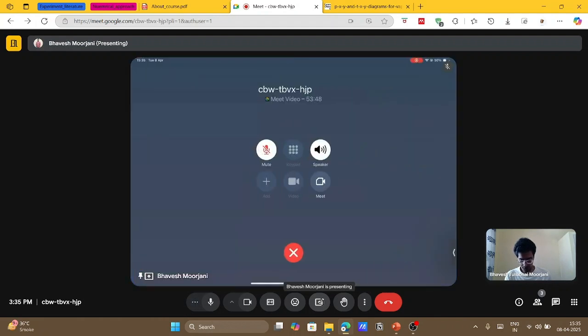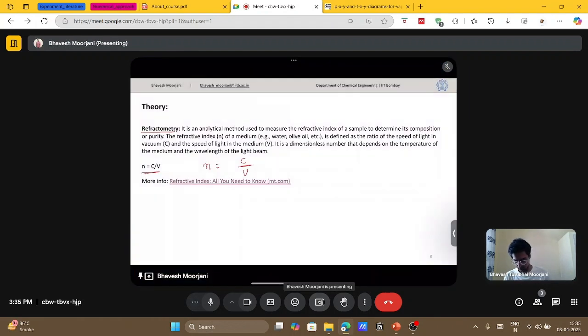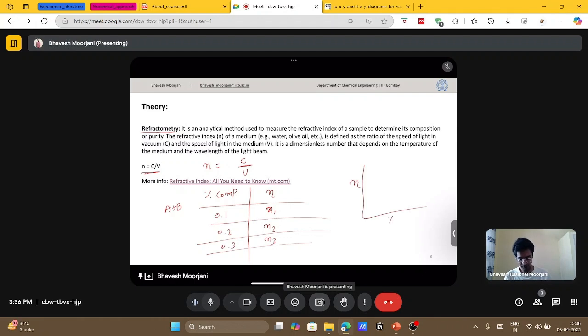So in our experiment, first you calibrate your refractometer by computing refractive index at various compositions. So let's say you start with an A and B mixture with a 0.1% composition of A. You find the corresponding refractive index N1, N2, N3. So you will have data of N versus percentage composition. Once you have the data, then the refractometer is calibrated.